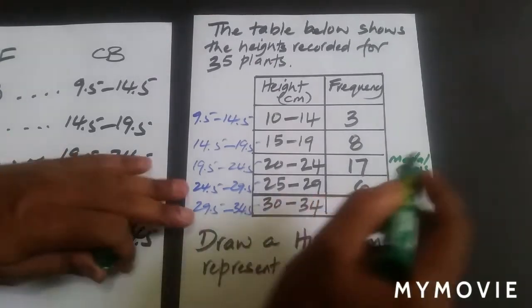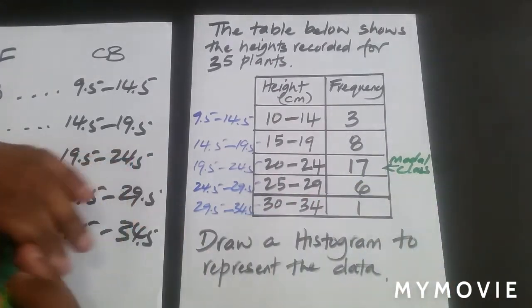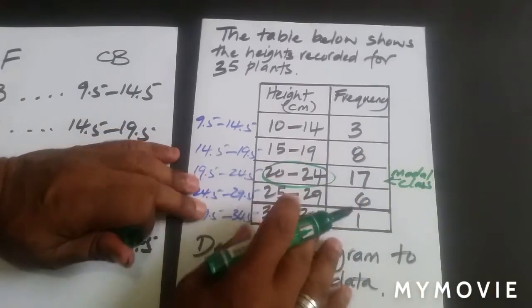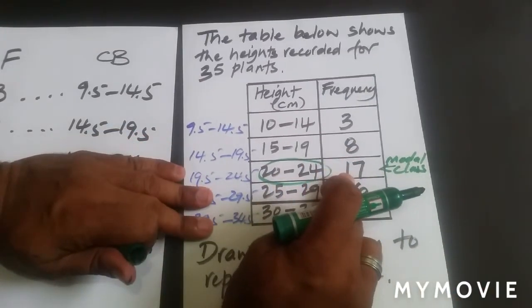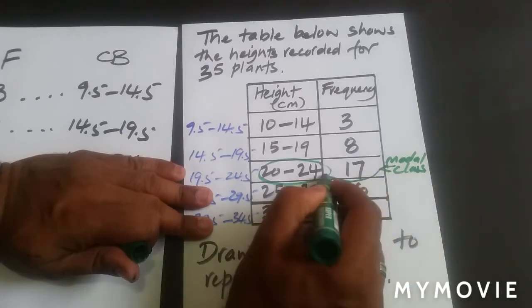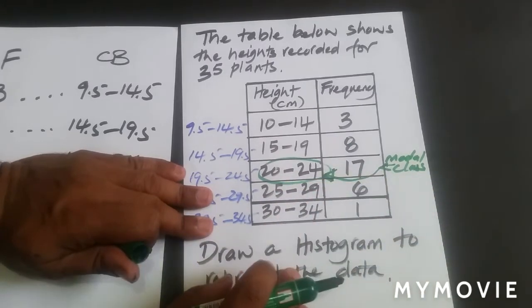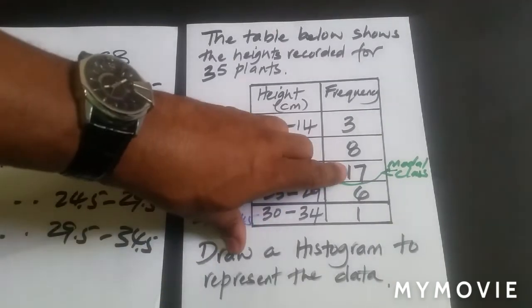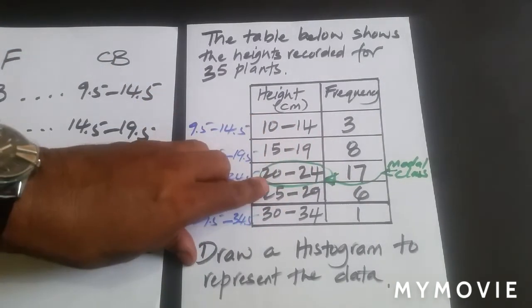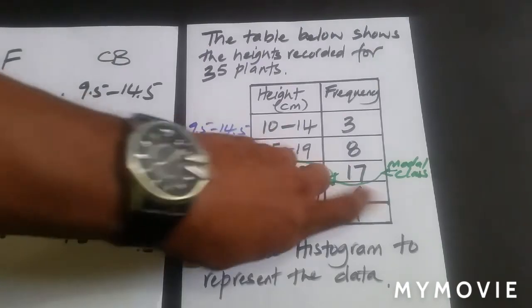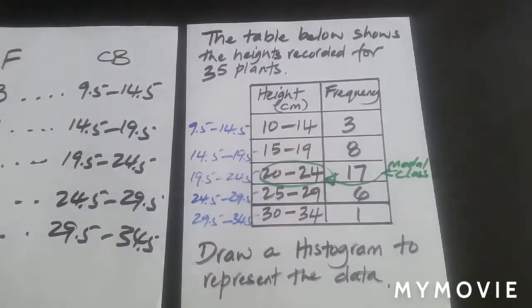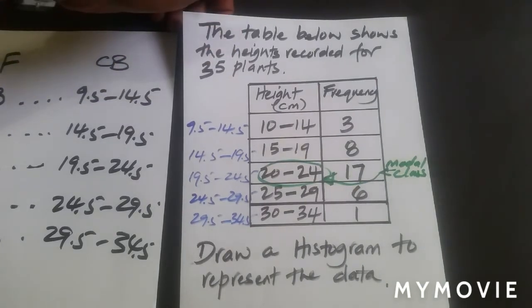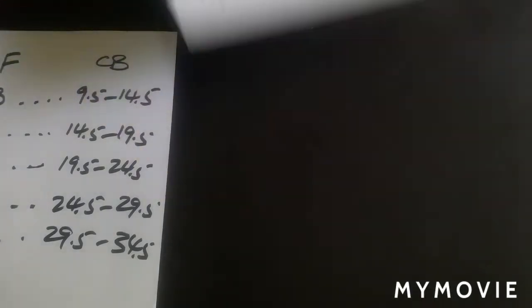Modal class, so it would be this class here, the modal class, because the modal class would be 20 to 24. Why? Because it has the highest frequency. So this in essence is the modal class right there. Okay, so the modal class based on the data, because it has the highest frequency, which is 17 in this case, the modal class would be 20 to 24. It says modal class, so 20 to 24. So bear that in mind, all right? Modal class. The class that has the highest frequency is referred to as the modal class.